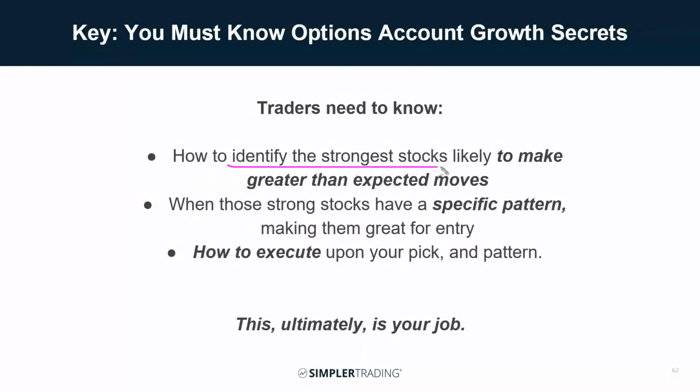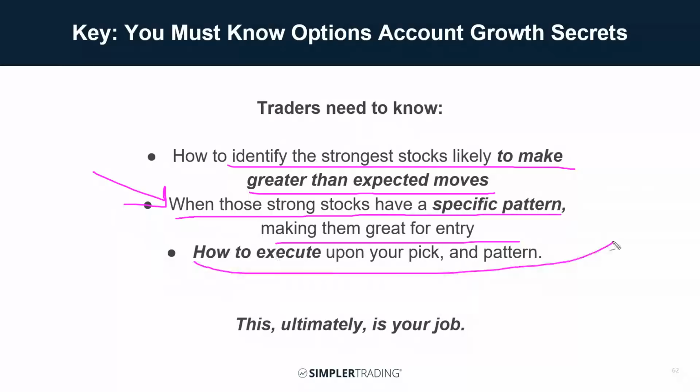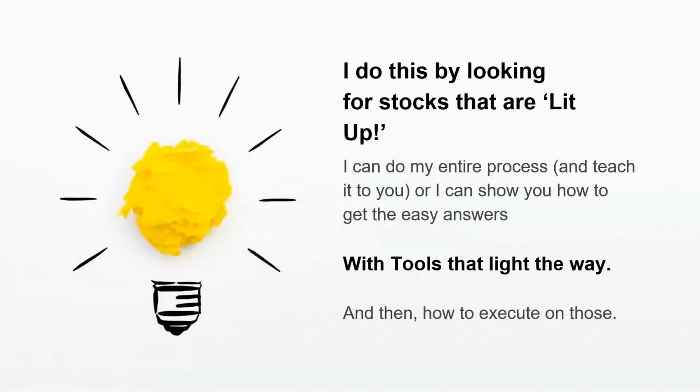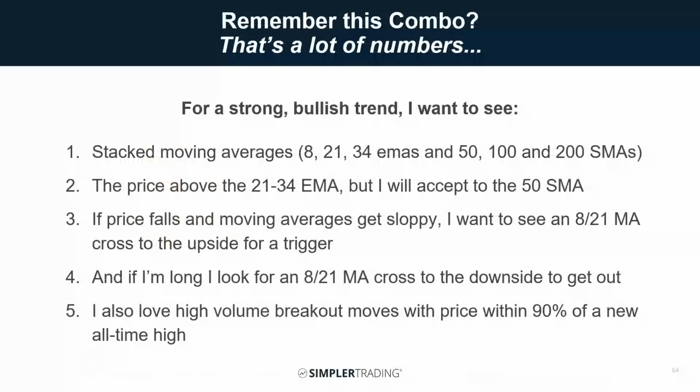But what you need to do is identify the strongest stocks likely to make greater than expected moves. When these stocks have a specific pattern, you have to know this, making them great for entry, and how to execute on that. That's knowing a handful of option strategies that you can use to make your money, okay? I do this by looking for stocks that are lit up. I can do my entire process and teach it to you, or I can show you how to get the easy answers with tools that light the way, and then how to execute on those, okay?